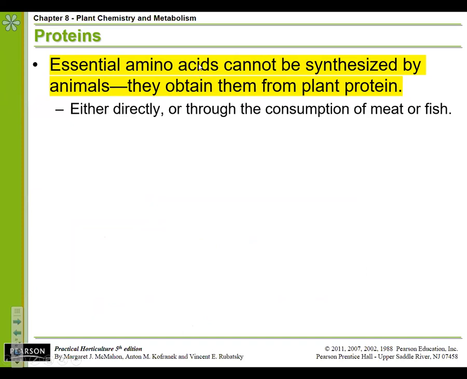The essential amino acids cannot be synthesized by animals. We are unable to create them on our own. We can only obtain them from plant proteins, either directly from eating the protein from the plant or through the consumption of other animals that have eaten that protein.